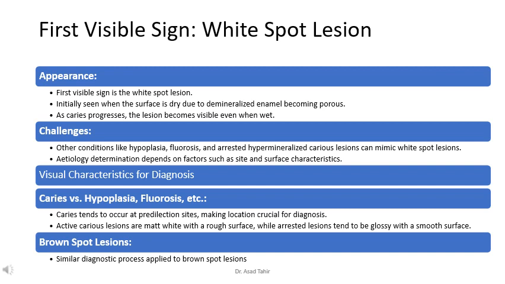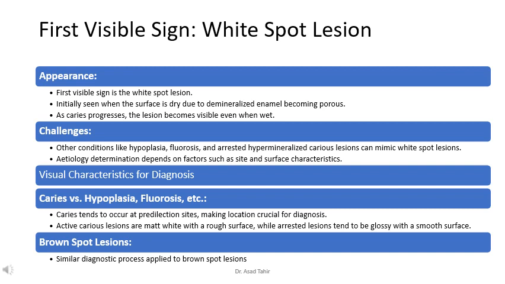Appearance. The first visible sign of dental caries is often the white spot lesion. Initially, it is observed when the tooth surface is dry because demineralized enamel becomes porous, creating a white appearance. As caries progresses, the lesion may be visible even when the tooth surface is wet.